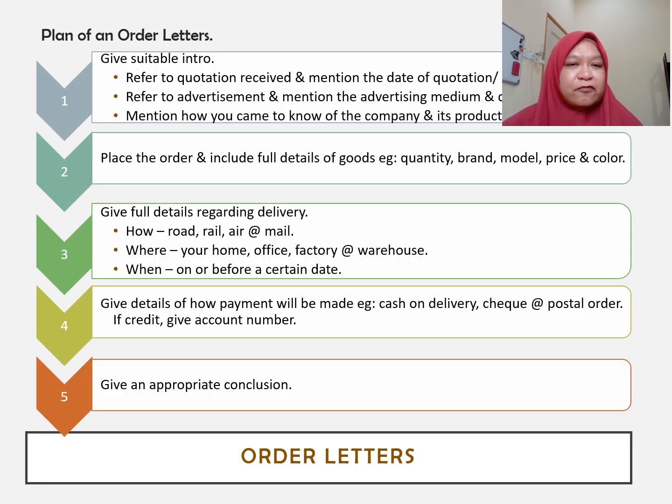First, you give a suitable intro, refer to the quotation received or refer to the advertisement, and mention how you know about the company and also the product. And then you place the order. Include full details of goods, for example, the quantity, the brand, the model, the price, the color, everything about the product. Give full details regarding delivery: how you want the product to be delivered to you, where, meaning your address, and when you want to receive the product.